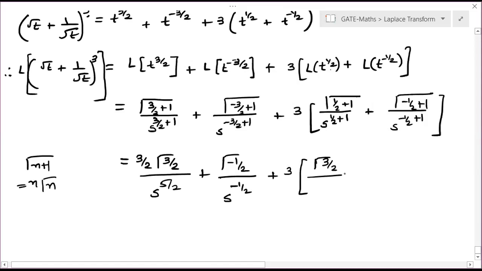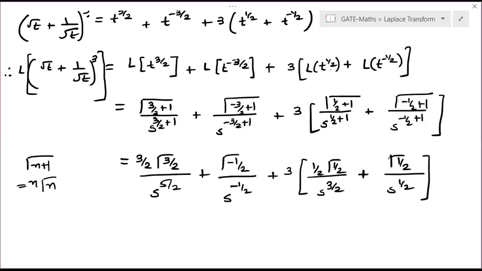gamma 1 plus half, so again gamma n plus 1 can be written as n gamma n, which is half gamma half, divided by s to the power 3 by 2, plus gamma 1 minus half, that is gamma half, divided by s to the power half. Is it clear till now? Okay, now see over here.